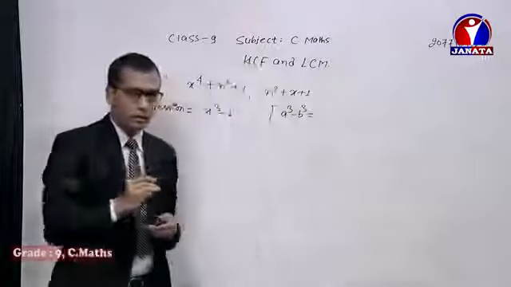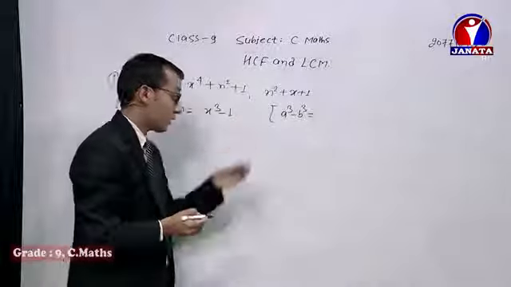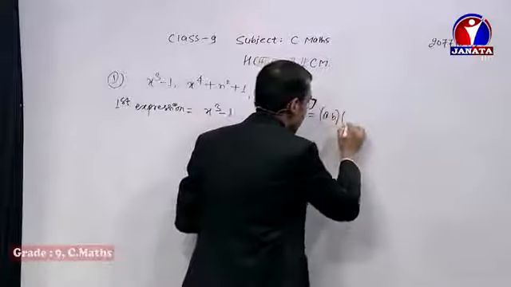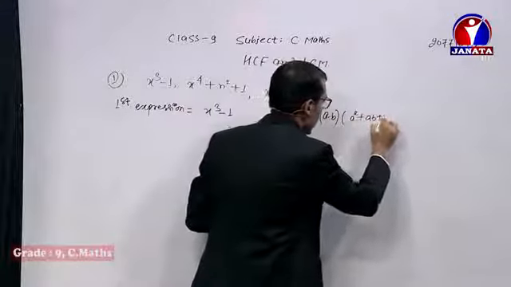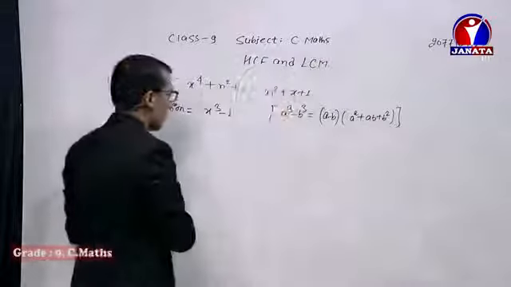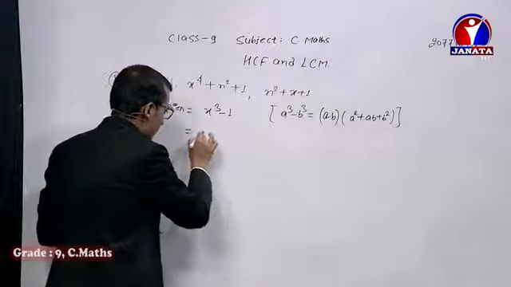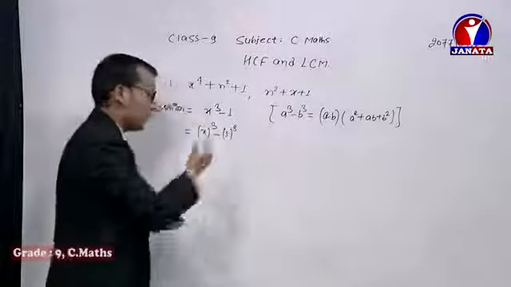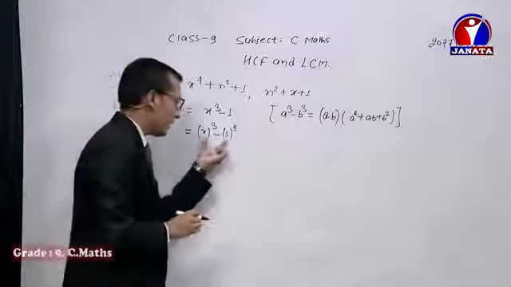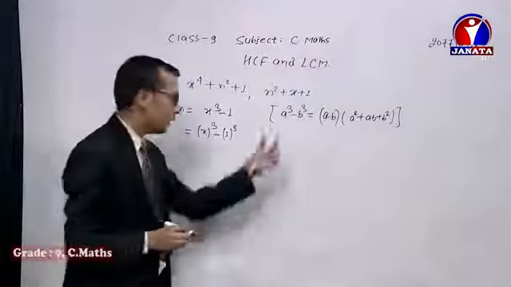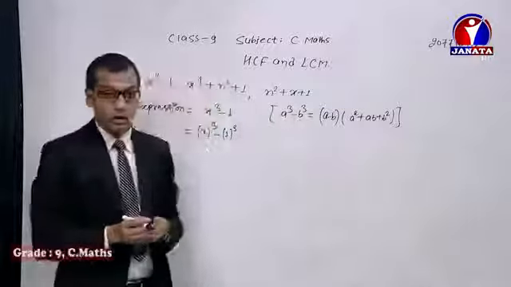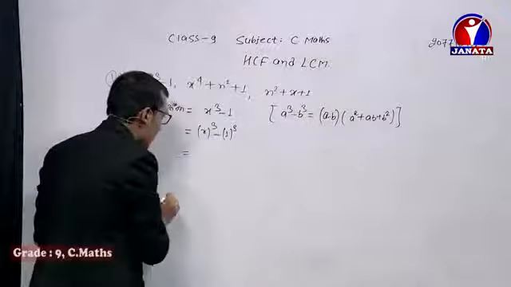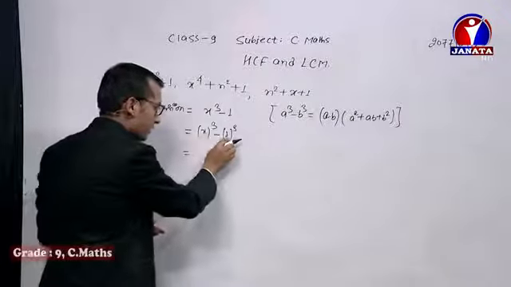So what are the factors of the expression a cube minus b cube? We know its factors are a minus b times a square plus ab plus b square. So this is equal to x whole cube minus, we can rewrite 1 as 1 cube. Now this is similar to the a cube minus b cube form. Now let's factorize this. What is the first factor? a minus b. So what is a here? a is x and b is 1.